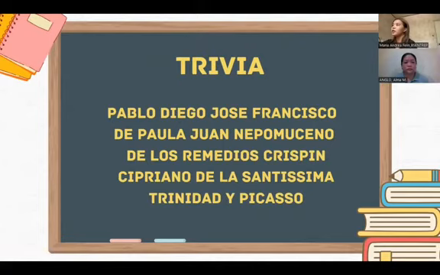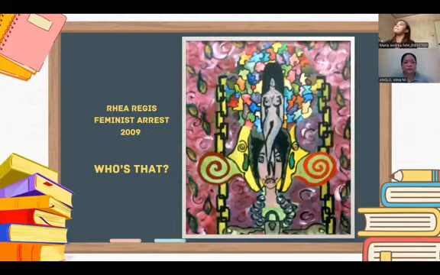Imagine that. So trivia about Pablo Diego José Francisco de Paula Juan Nepomuceno de los Remedios Crispiniano de la Santísima Trinidad y Picasso. That is his name, a very, very long name. So that's only a trivia about Pablo Picasso. He has a long name.